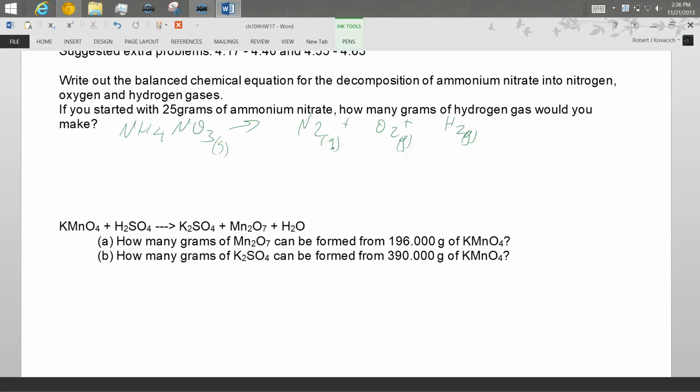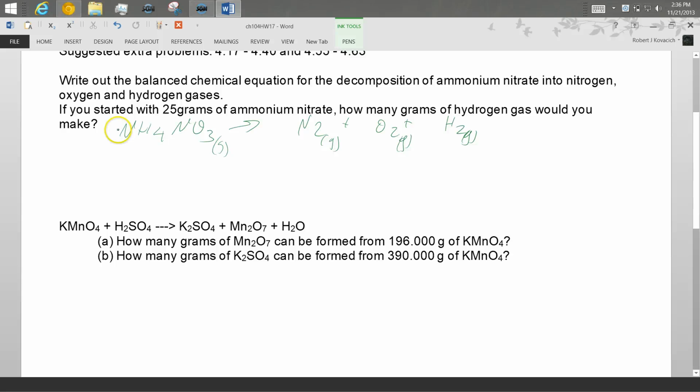Are you okay with it, besides the not balanced part? Is it okay so far? So the nitrogens are balanced. Are we okay with that? The oxygens are not, and neither are the hydrogens. But we've got an odd-even problem.